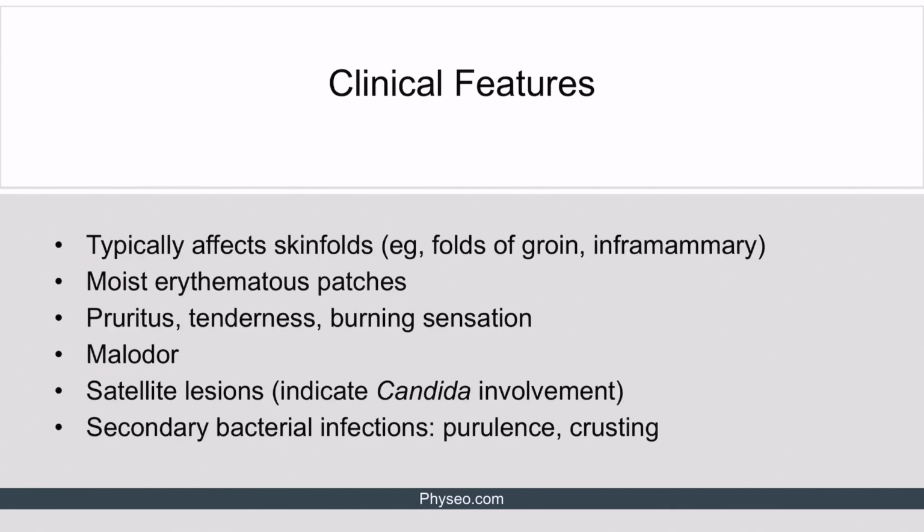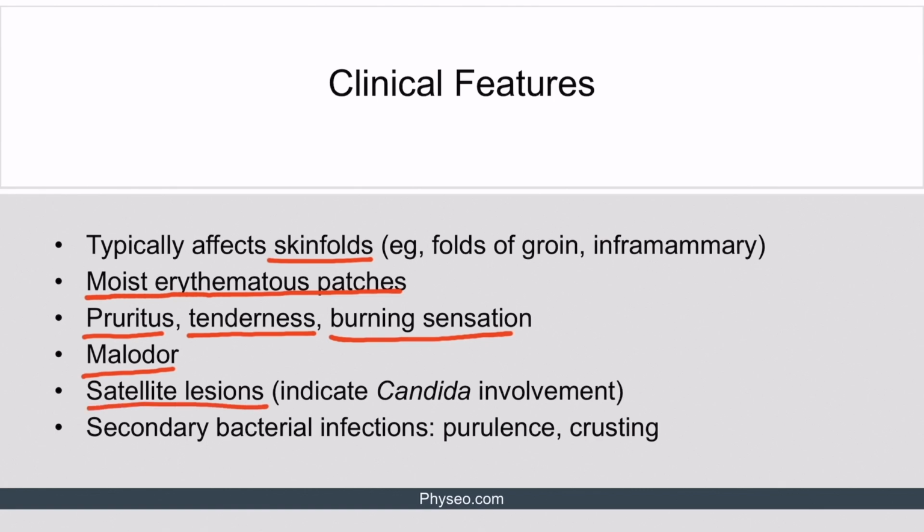Let's discuss clinical features. As we mentioned, Intertrigo involves skin folds like folds of the groin or inframammary region. It presents with moist erythematous patches. Intertrigo lesions are pruritic and tender, and patients often complain of burning sensation. Frequent scratching and poor management can give off a malodorous scent as well.